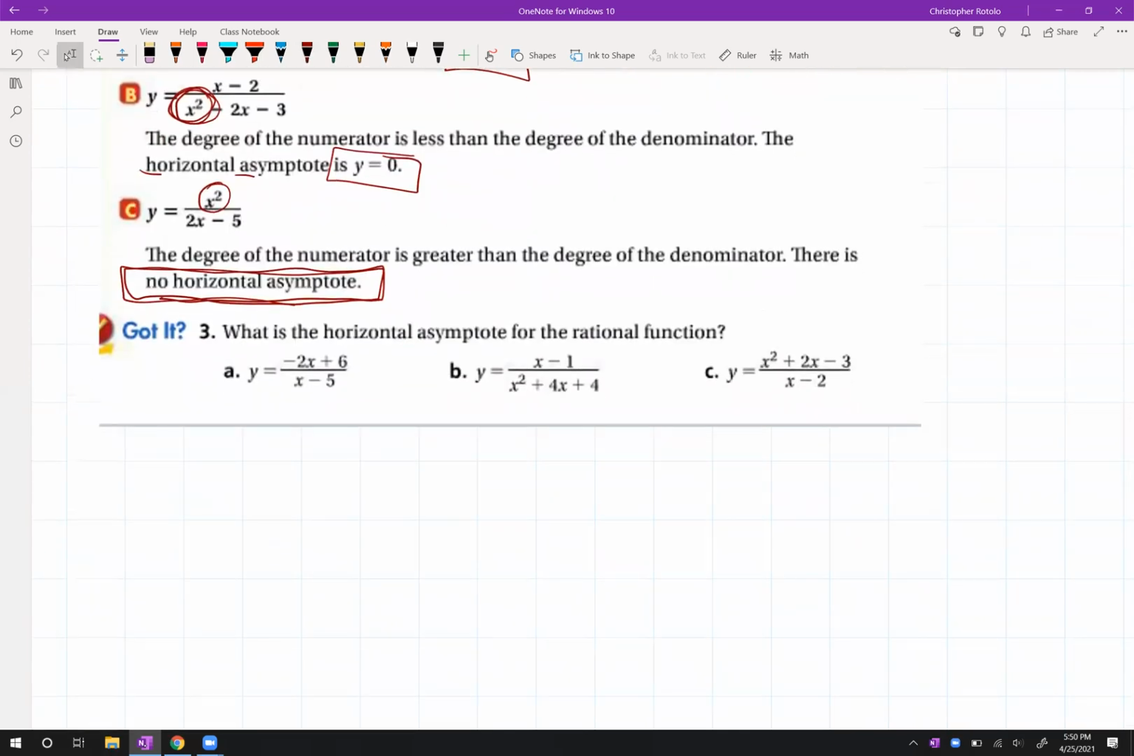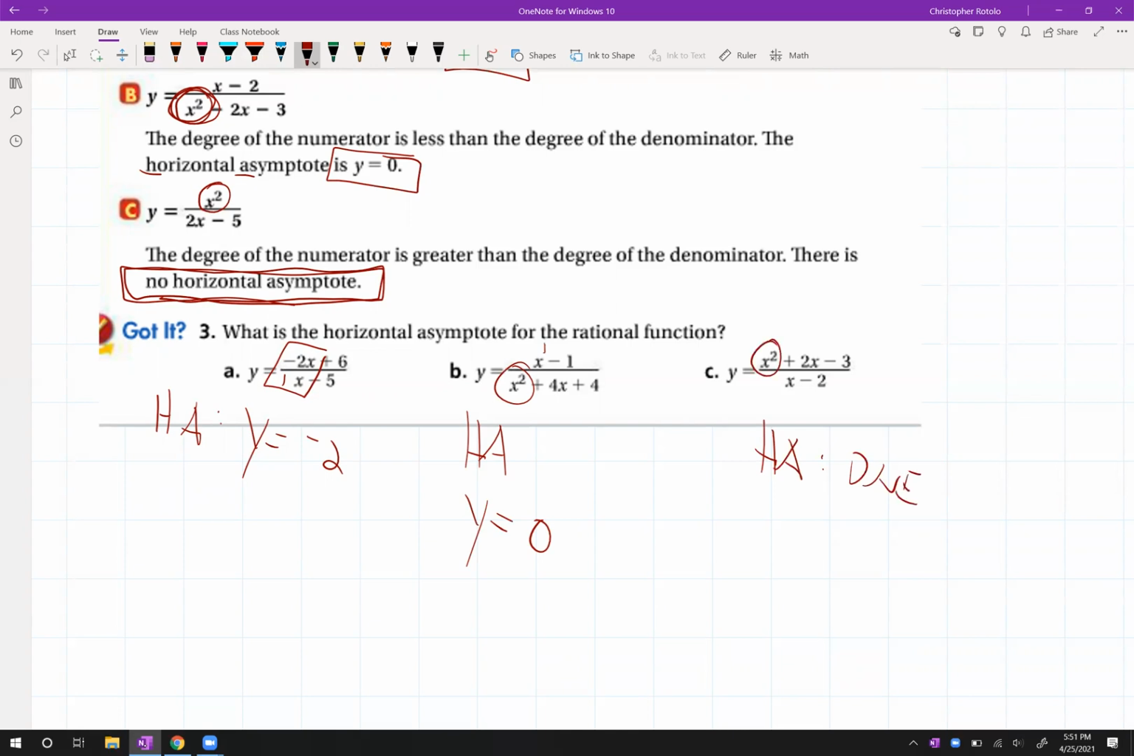So let's take a look at these real quick. So I'm focused on these, and they're exactly the same. So my HA, that looks like part A, HA, y equals. Get in the habit, right, y equals. This is negative 2 over 1, so just negative 2. In letter B, my HA, y equals, I have power of 1 over the power of 2, the bottom wins, so it's 0. And the last one, the HA does not exist. How do I know that? The top wins. The top wins.